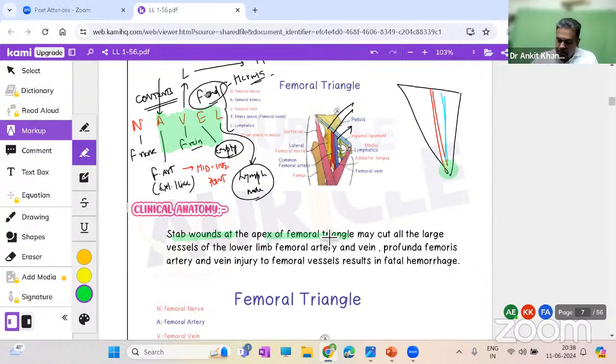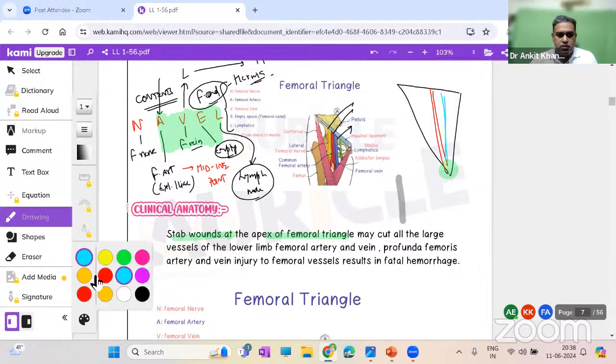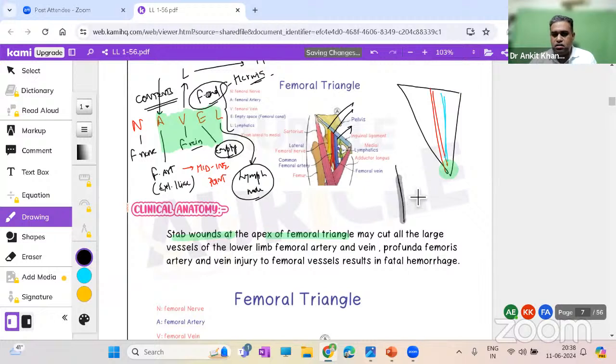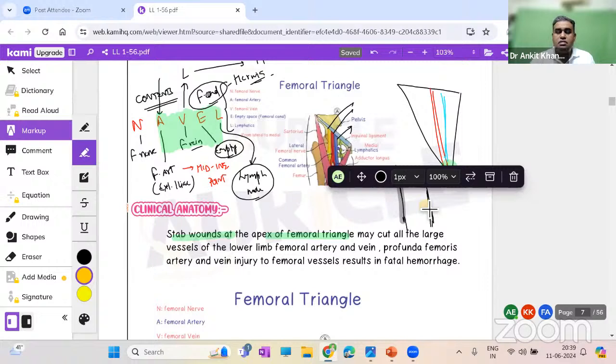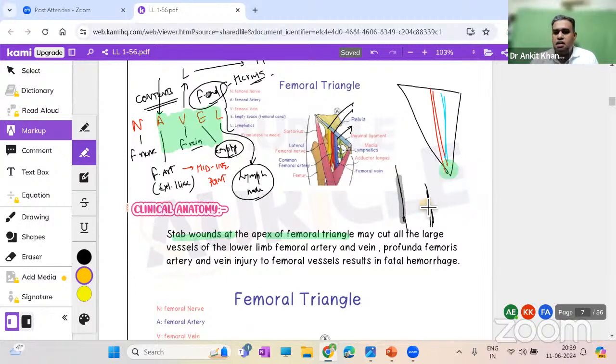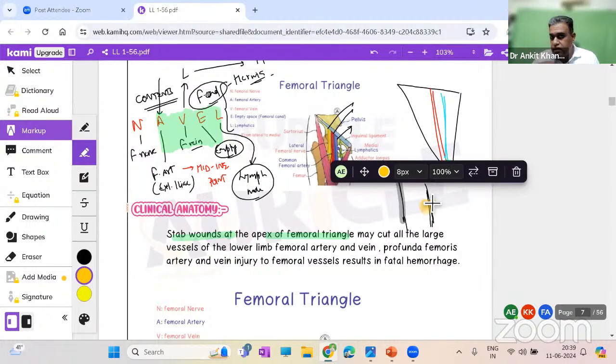The apex is the junction of the upper and middle third of the thigh medially. So this is the whole thigh. Let me try to make the whole thigh over here. Suppose this is the right side thigh. Somewhat over here, let me mark it up. You have the apex of the femoral triangle medially, at the junction of the upper and middle, or say middle third of the thigh. Around the middle third of the thigh, you will have that region of the apex.